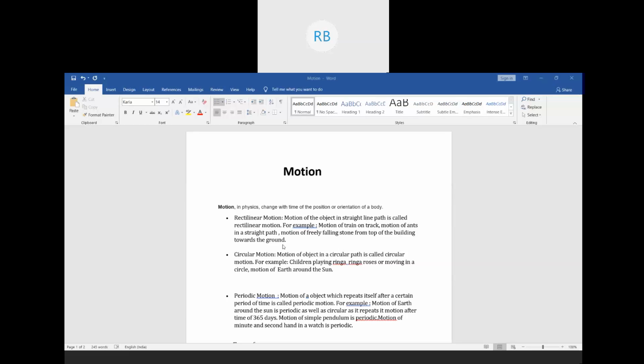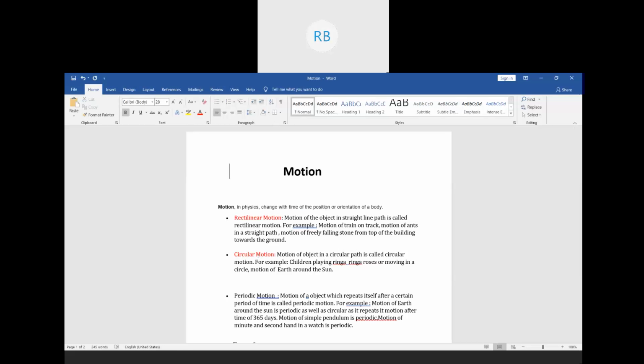What is rectilinear? Second one is circular motion. Okay, what is circular motion? Motion of an object in a circular path is called circular motion. That means round like this. Okay. Do you have any example? Tires of cars. Tires of a vehicle. Okay. The wheels, you can say it like that, no?